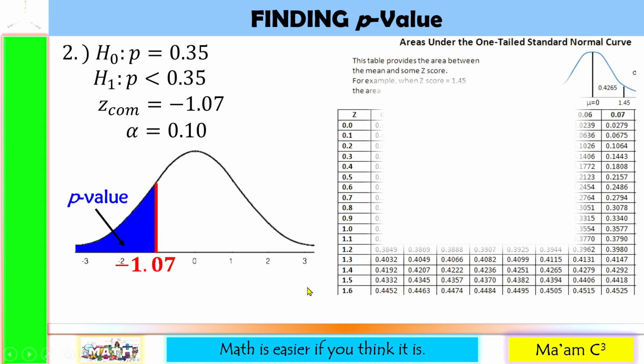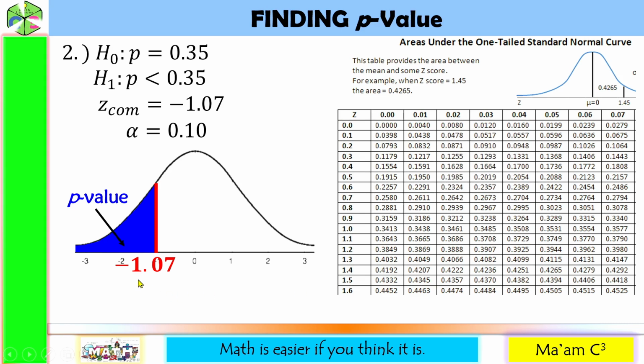Let us bring out our z-table. Let us look for negative 1.07. Of course, there are no negative z-values in this table. But since this is symmetrical, we are going to use positive 1.07 instead. So 1.0 and then 0.07 here. So the area is 0.3577. This area again is from the mean up to this z-value.